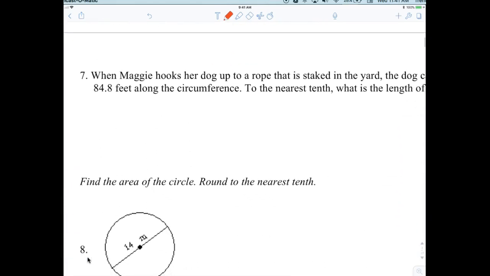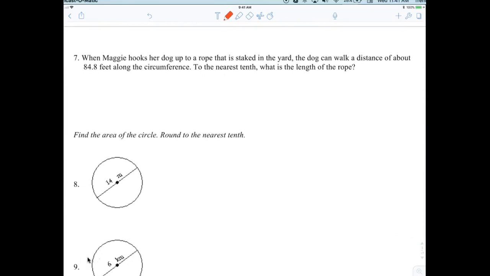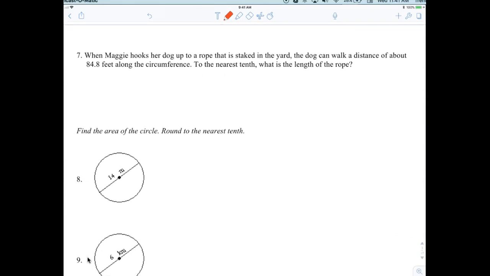Now we're on number 7. Let's take a look at number 7, please. It says, when Maggie hooks her dog up to a rope that is staked in the yard, the dog can walk a distance of about 84.8 feet along the circumference. To the nearest tenth, what is the length of the rope? In this case, the circumference is 84.8 and the length of the rope is the radius. Hey, boys, you just got to ask me. I'm doing the odds. I want you to listen. Circumference equals 2 pi r. Is everybody happy with that?